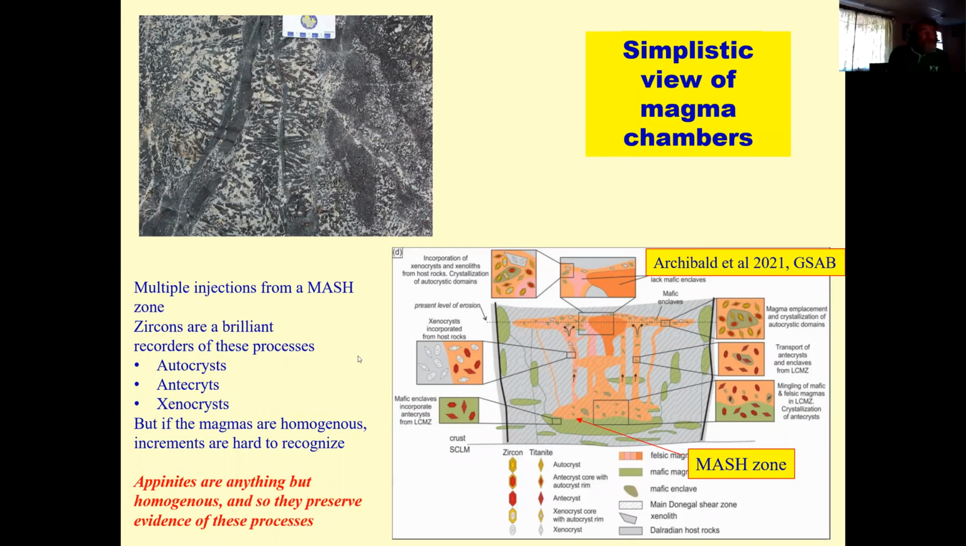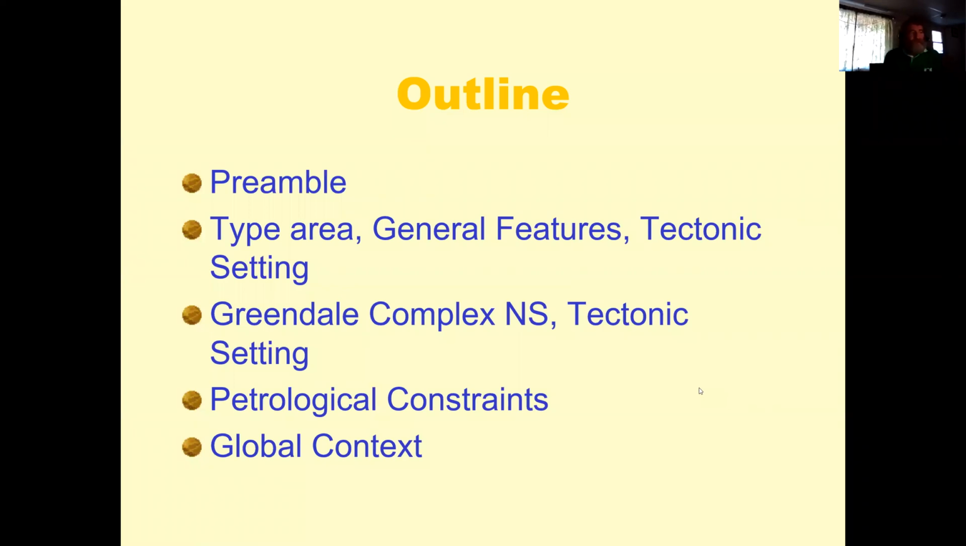So say that in this dynamic process where a lot of magma emplacement is feeding these batholiths, if these magmas are relatively homogeneous, then you might not get much visible evidence of these emplacement processes. But appinites are anything but homogeneous, as you can see from the pictures I showed you above, and so they may preserve visible evidence of these processes preferentially. So I've given you, by way of preamble, the potential significance of these small complexes.